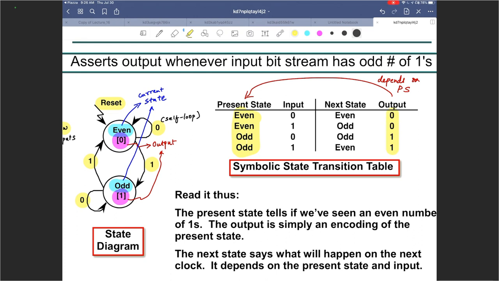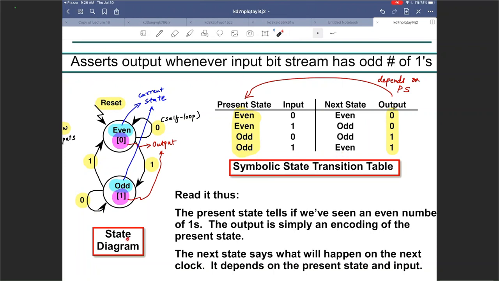So what does the other thing depend on? Next state depends on present state as well as input. If you are in even, you get a 0, you stay at even. If you are at even state, you get a 1, you move to odd state. If you are at odd, you get a 0, you continue to be in odd state. If you are at odd, you get 1, you move to the even state.